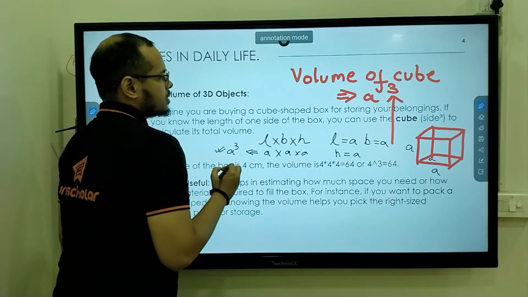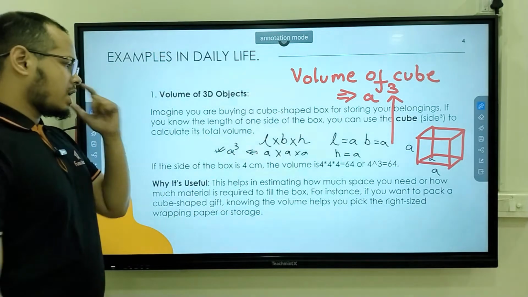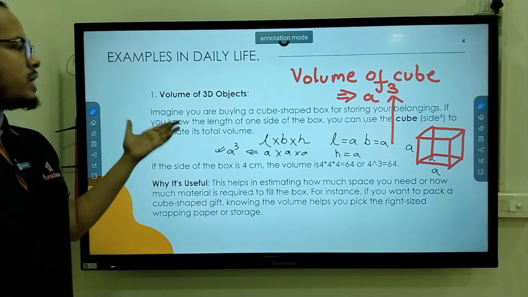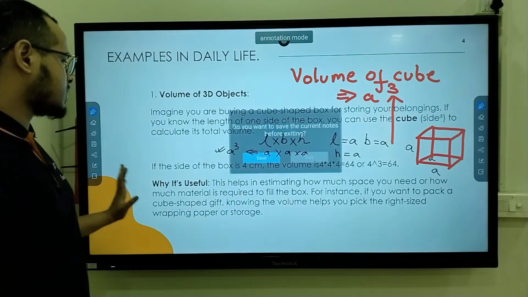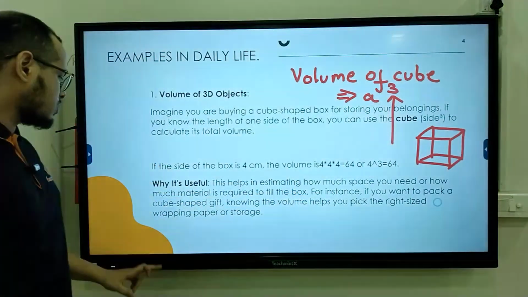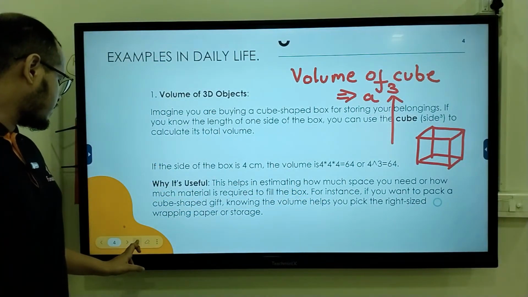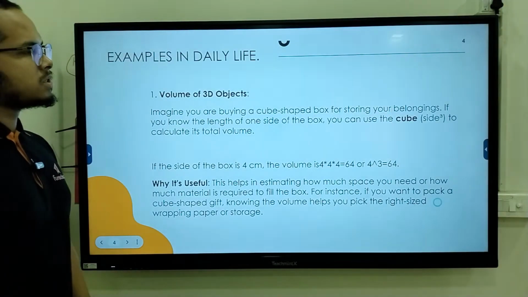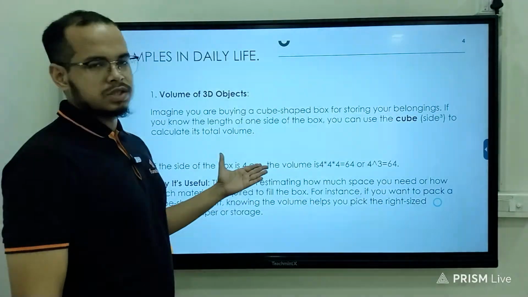This A cube is nothing but A, each side multiplied by 3 times. That is nothing but A cube. I hope you understand this. So it is useful for many particular reasons, but the main reason for studying this is because we can do this directly. This is just a basic example.